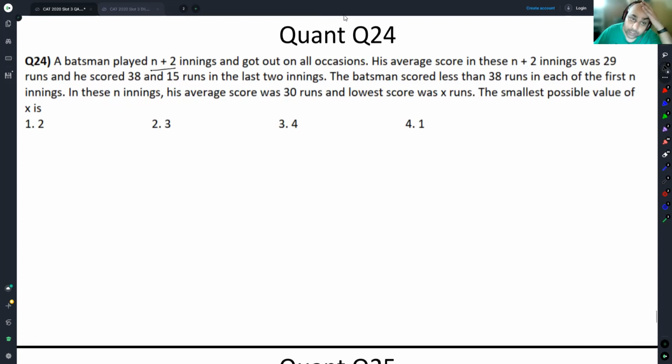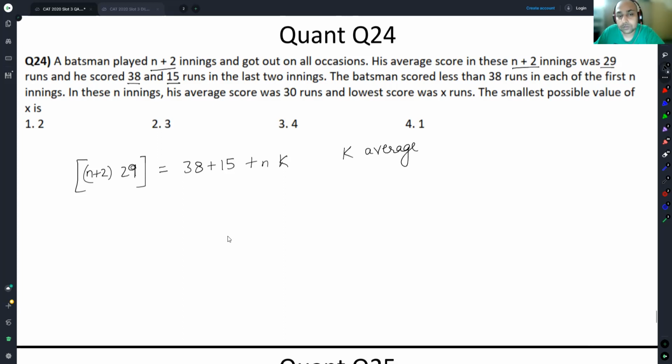A batsman played n+2 innings and got out on all occasions. His average score in these n+2 innings was 29 runs, and he scored 38 and 15 runs in the last 2 innings. So in n+2 innings, his average is 29. So his total runs by that time is this much. And this is equal to 38 plus 15 plus n into k, where k is the average of the first n innings.